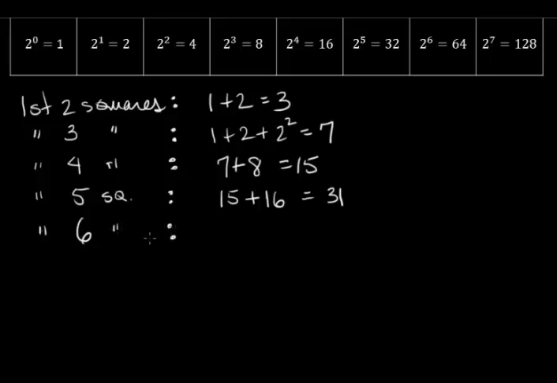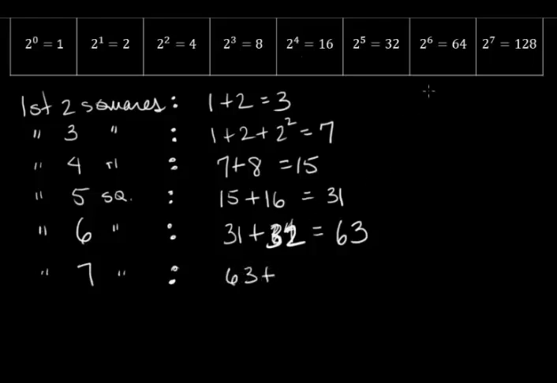Well, on the first 6 squares, 31 is on the first 5 squares, so we will add 32, which will give me 63. Let's do one more. The first 7 squares. We have 63 plus, well, the amount on the 7th square is 64. So adding, we have 127. So do you notice something here?